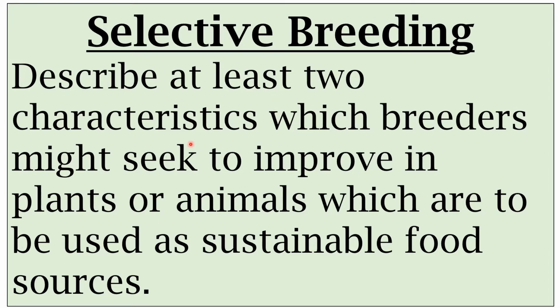So selective breeding, we haven't really talked, we've kind of talked using examples about characteristics, but see if you can do this. So describe at least 2 characteristics which breeders might seek to improve in plants or animals. And we're being specific here, so we're talking about sustainable food sources. So see if you can write down a couple of things you might want in terms of plants and animals if they were going to be used for food. So press pause.